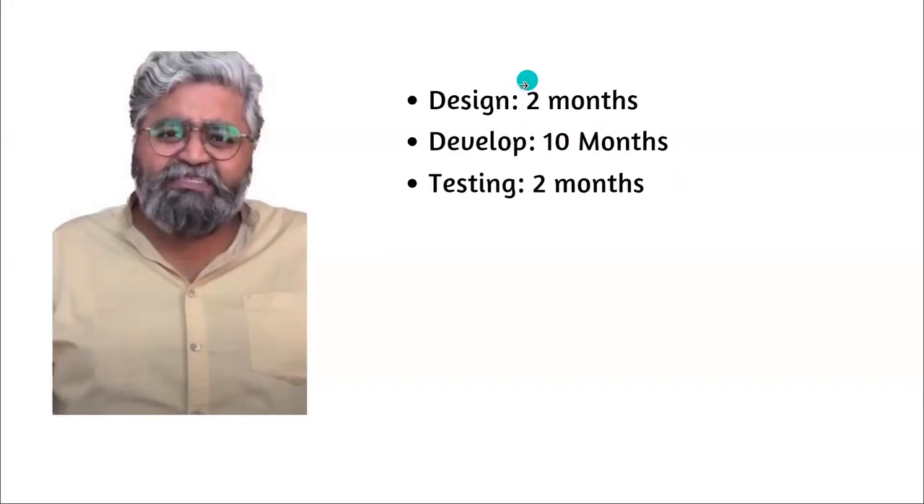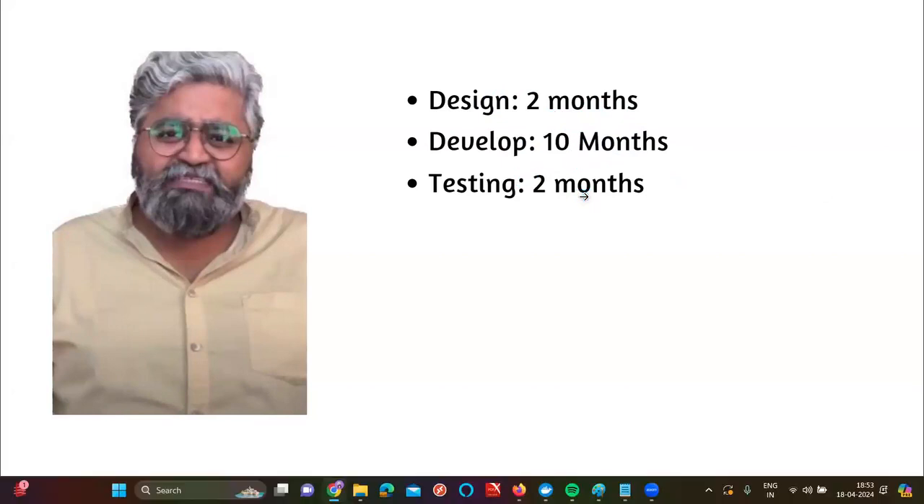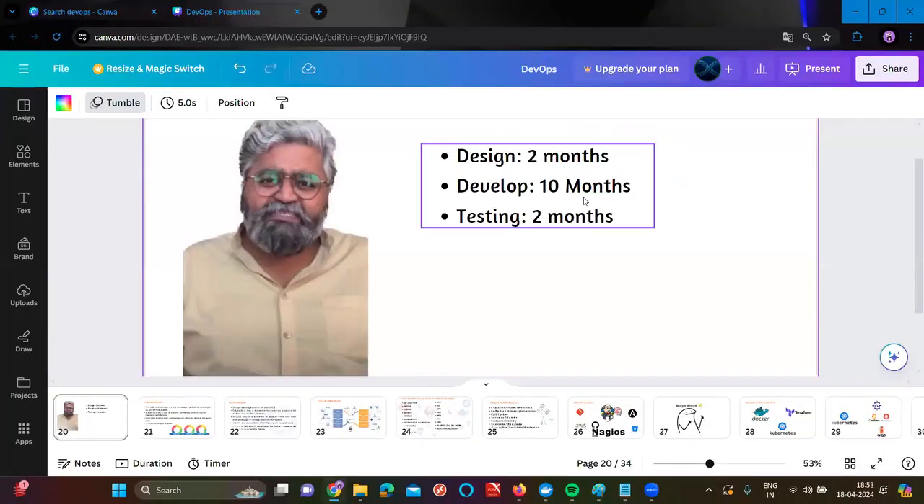Here my software architect has designed the plan: 2 months for designing, 10 months for developing, and 2 months for testing. In the waterfall model, you need to write all the code at a time, and then only you need to build the code, and then only you need to test the code. That means you need to follow step by step. But in the agile model, you can break the project and run the parts individually.